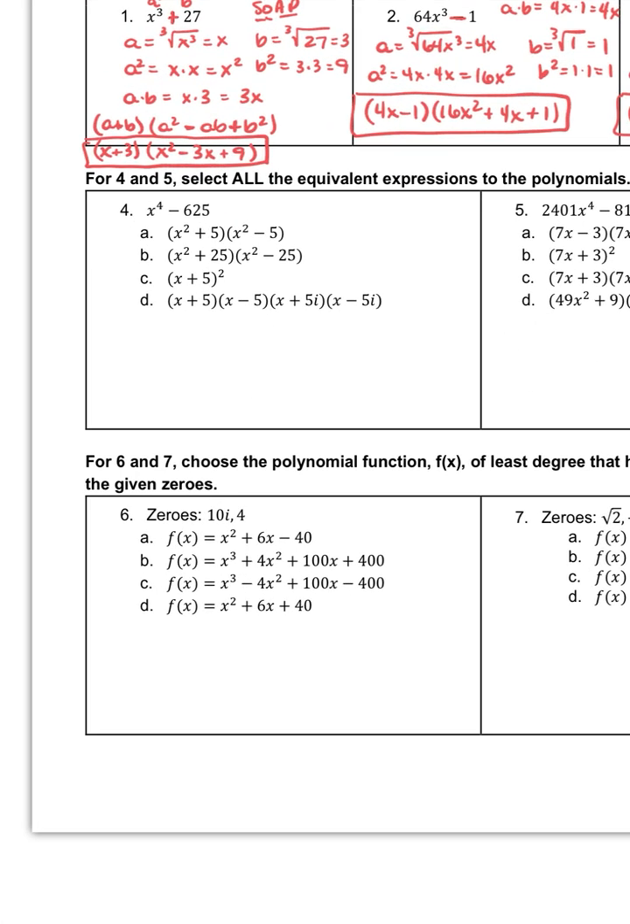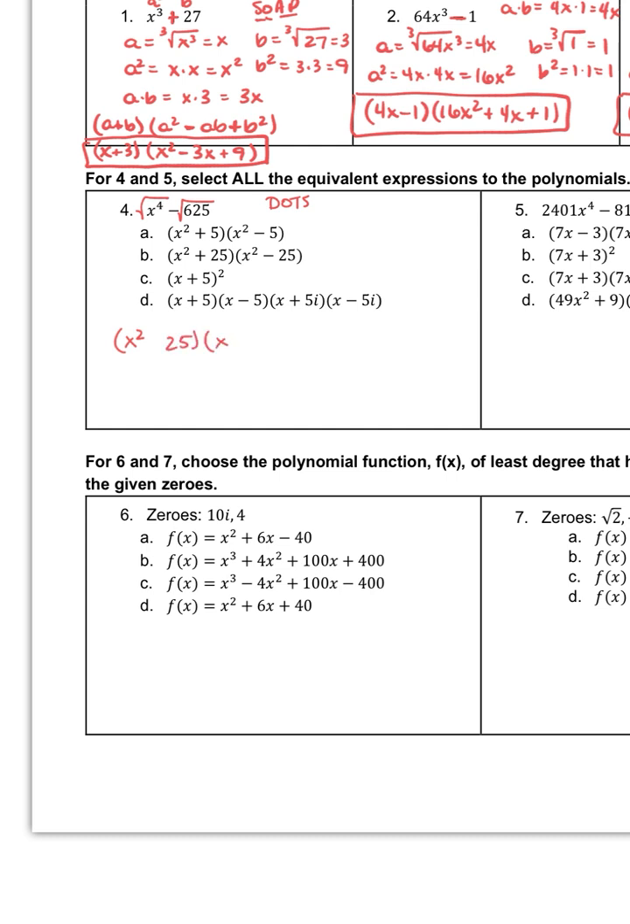All right, a couple different types of factoring. We have our x to the fourth. So this means that in a perfect world, I'm going to end up with 4 sets of parentheses. So this is the difference of squares, or difference of 2 squares. So first I'm going to start with x squared, because the square root of x to the fourth is x squared. And then I'm going to take the square root of 625, which is 25.